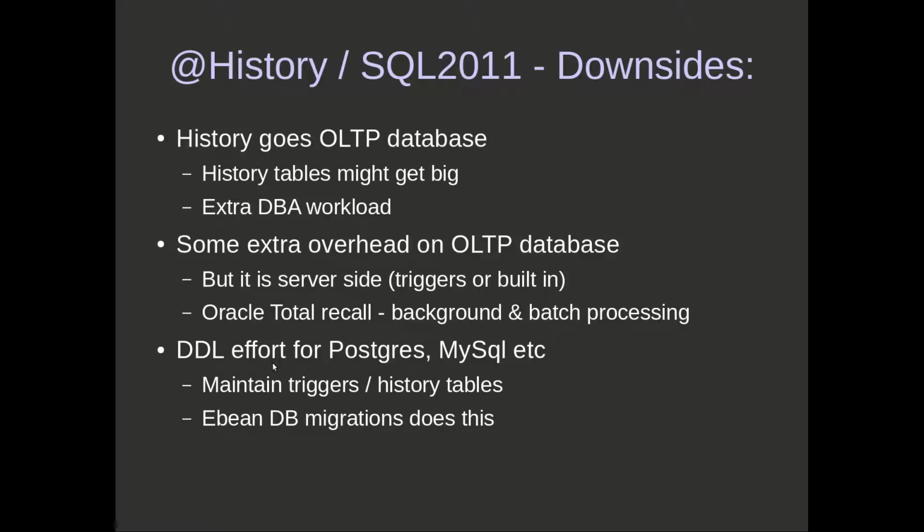And probably the big downside is the DDL side of things. So with Postgres and MySQL and things like that, here we can do the initial triggers and stuff like that, and that's all good. But then we have to maintain them as we change our database design. So we add columns, we need to update the triggers, add the column to the history table, etc. The nice thing is that Ebean does that for us with DB migrations, but otherwise it is a pain.